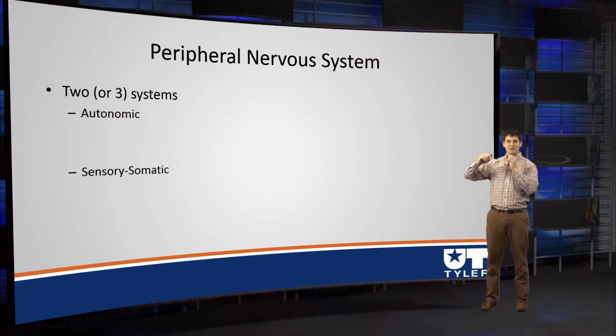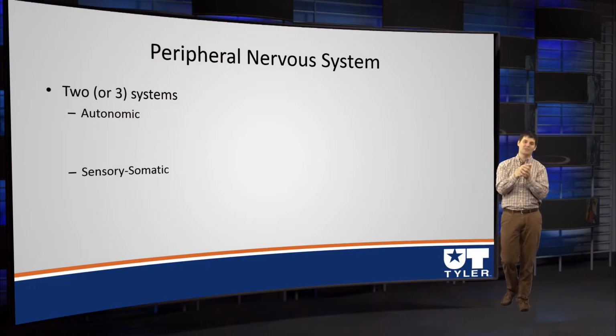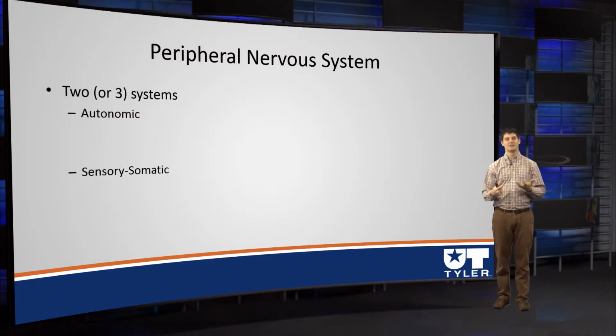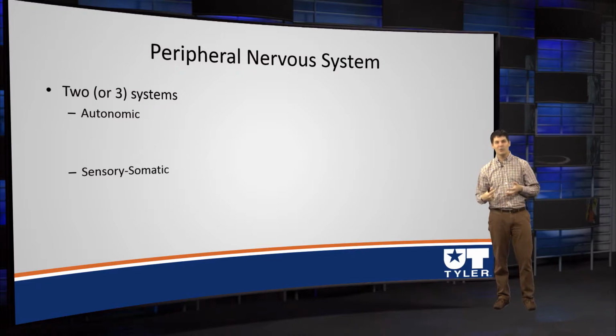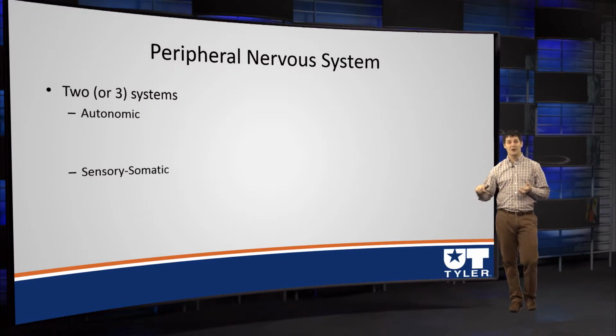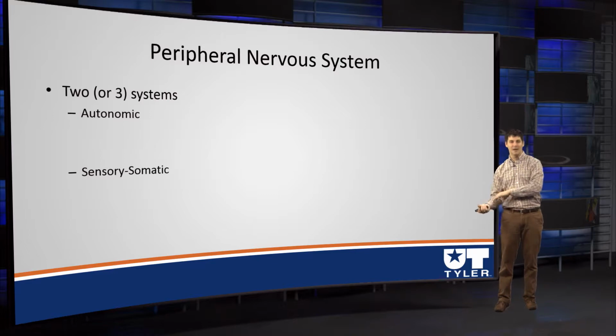The first part, of course, is the autonomic nervous system. The autonomic nervous system is important in maintaining the internal environment and doing things without you having to think about it. Hence the term autonomic, or you can use the other idea of it being called the automatic system. The other part of the peripheral nervous system is the sensory somatic.